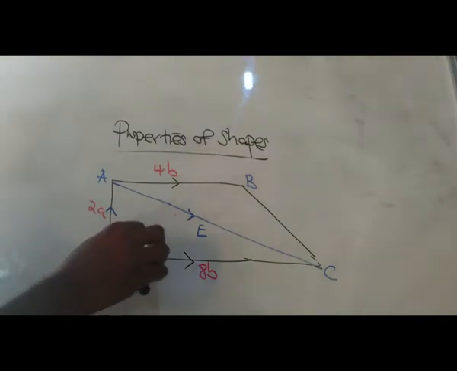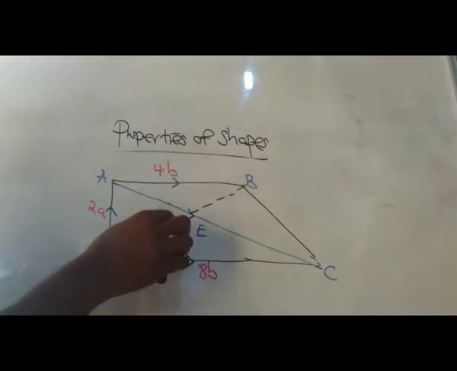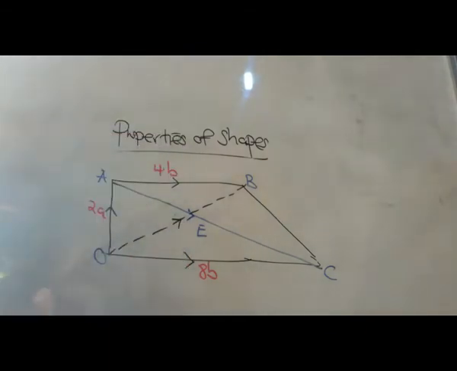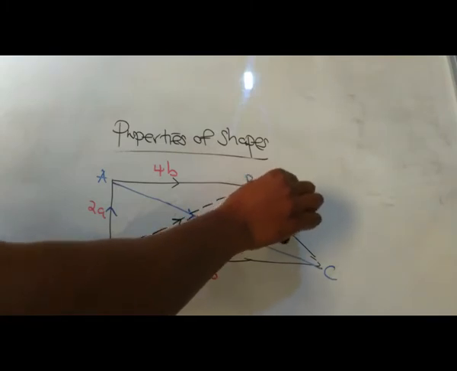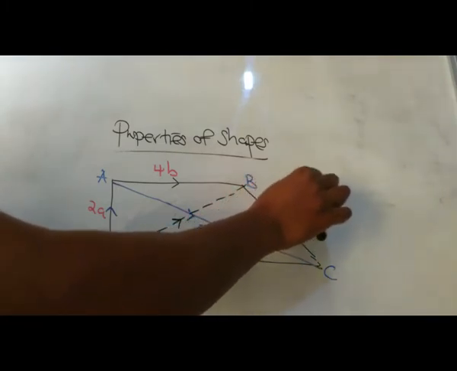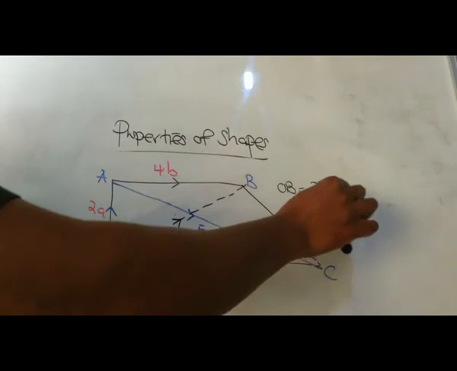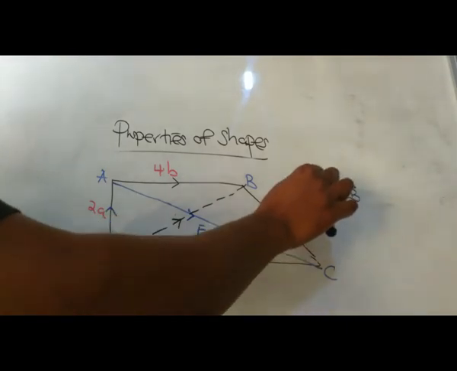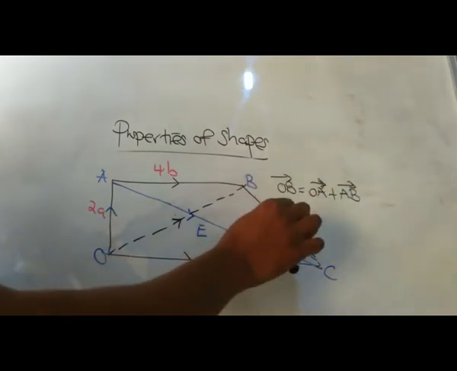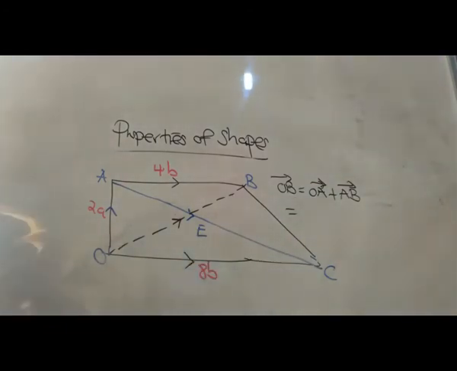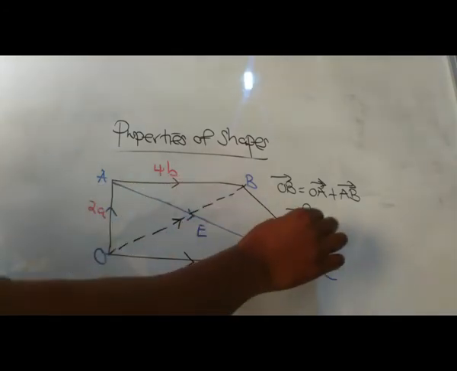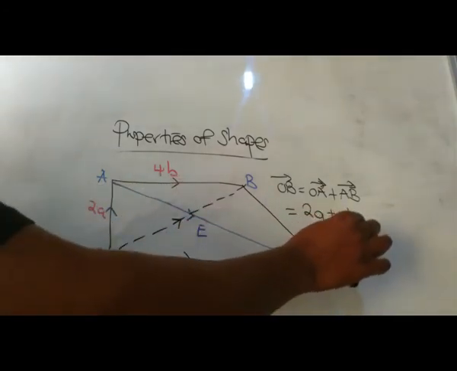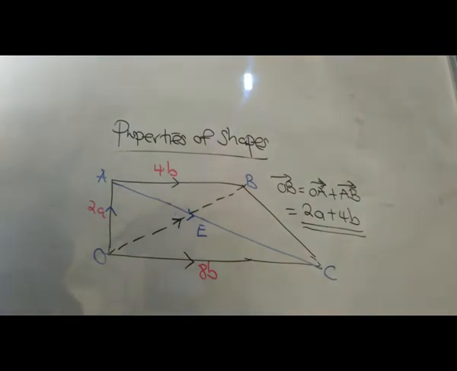OB is indicated by this dotted line, and it's a vector showing this direction. So I have to go through OA and AB. OB is equal to OA plus AB. Check the arrow. This will be equal to OA, which is 2a, then AB, which is 4b. So we know a and b. So this is how you find OB.